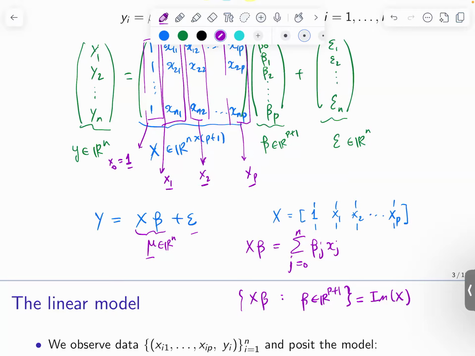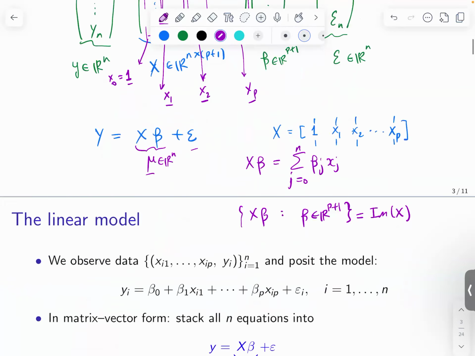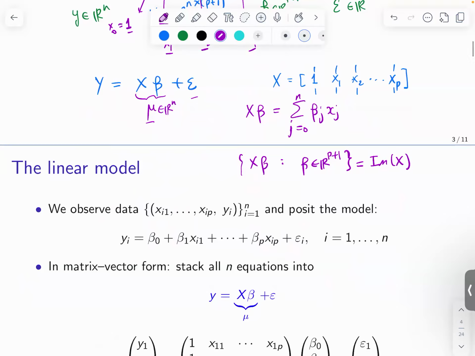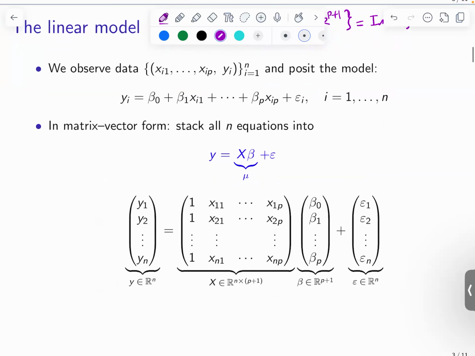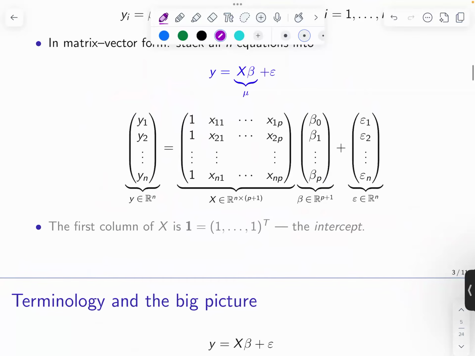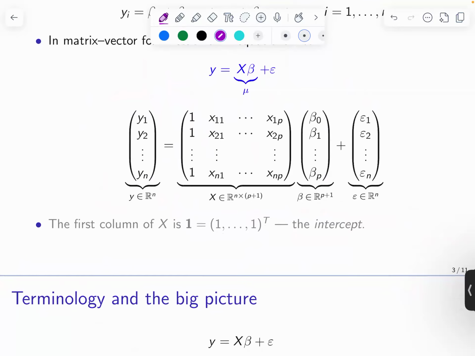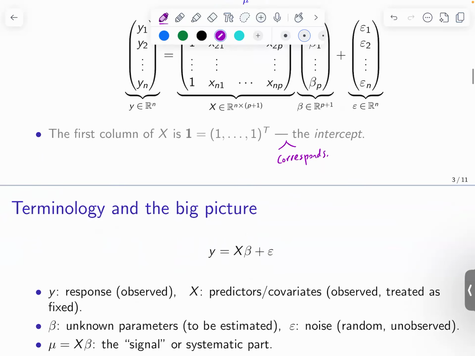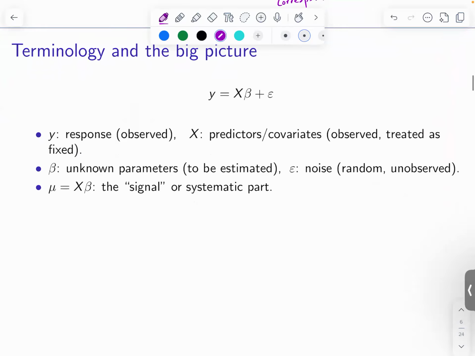Okay, so far so good. So this links with the ideas that we discussed in the first few lectures, and we're going to use them, in particular projection, heavily today. Okay, so this summarizes what we've discussed so far. And then, this one, the first column is the column of ones. This corresponds to the intercept, usually beta 0.